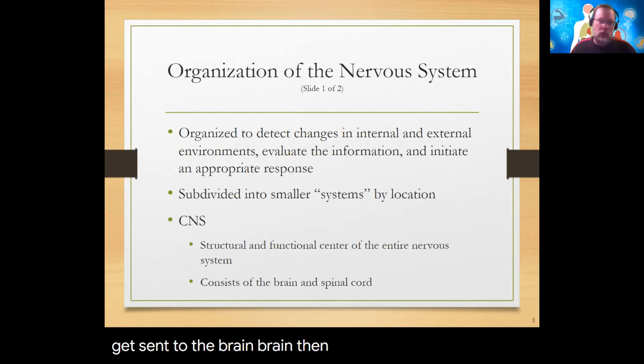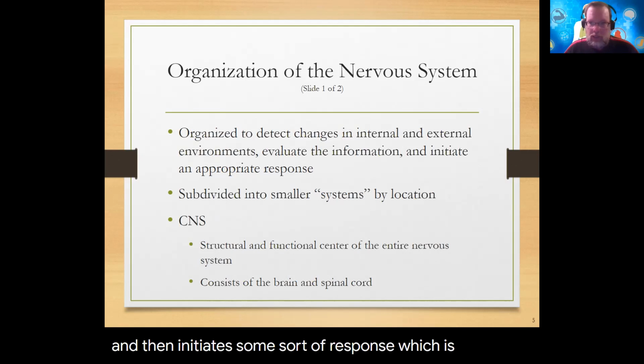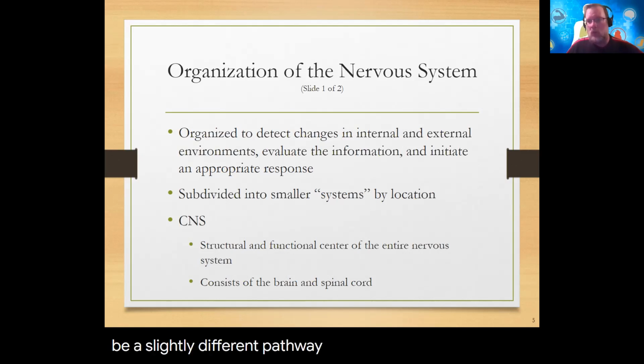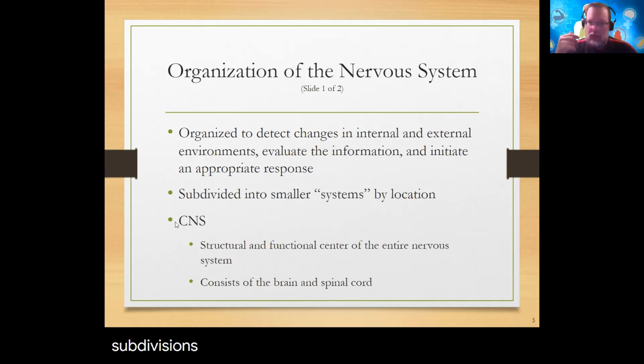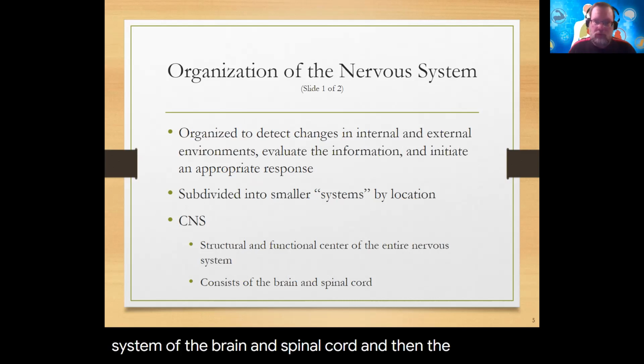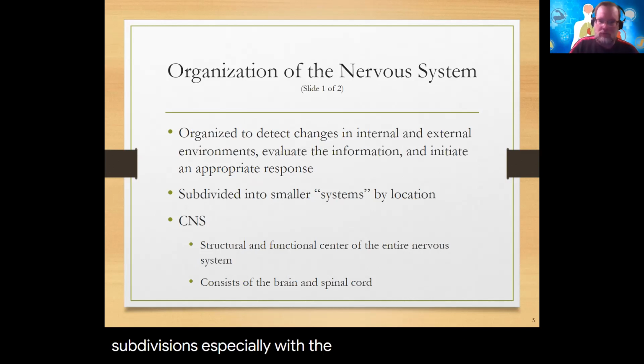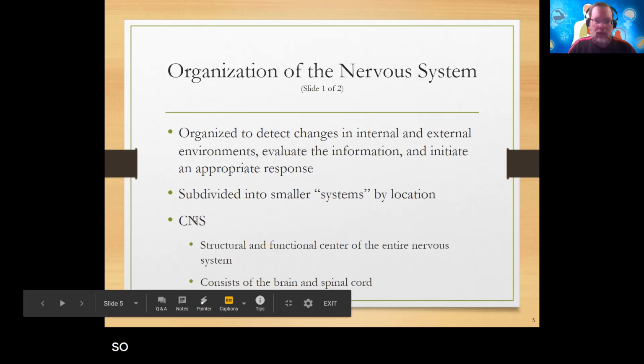Brain then evaluates that information and then initiates some sort of a response, which is going to be a slightly different pathway, more of what we would call a motor pathway or an effector pathway. So we'll be seeing a little bit more of the specifics as we go over the next couple weeks. We will see some subdivisions even beyond just the central nervous system of the brain and spinal cord, and then the peripheral nervous system or the nerves. We will see some other subdivisions, especially with the peripheral nervous system. So keep that in mind as we go.